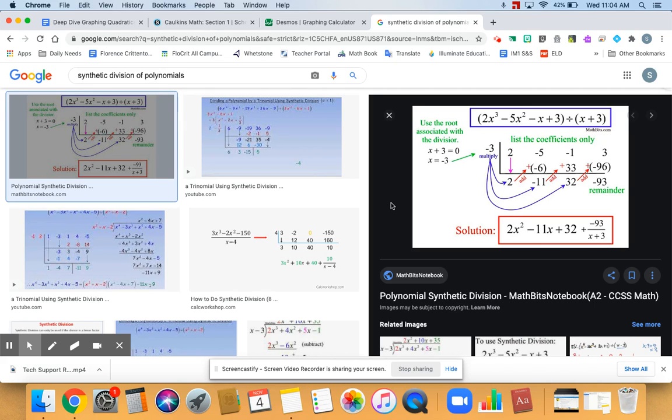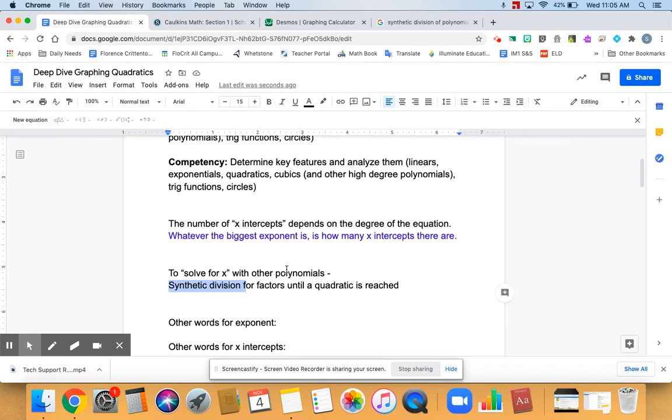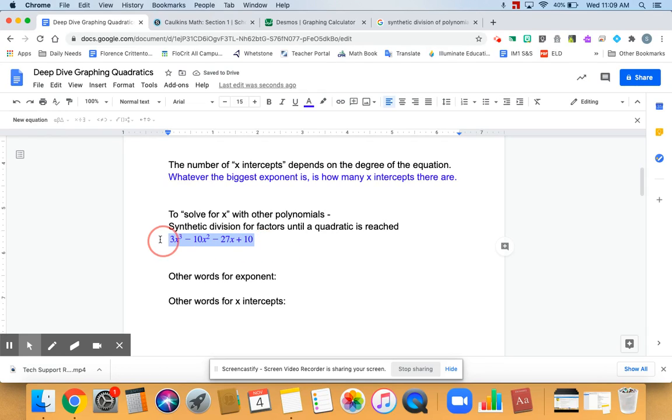It looks really confusing right now, and I promise when you learn the process, it's not too bad. But it allows you to factor out, and you're going to factor out factors. So let's say this is my equation. My biggest exponent right now is a 3, so it's a cubic. It's called a cubic when the exponents are 3. But also, it means it has 3 x-intercepts. So if I have to solve for x with it to find the x-intercept, I would make it equal 0.